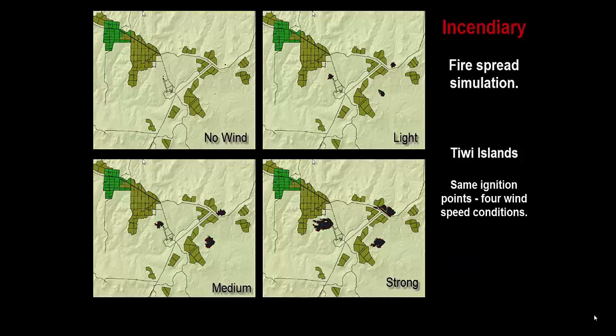I just want to show you a couple of examples of how the fire spread model that I've been playing with works in practice. So this is an example from the Tiwi Islands where I've got multiple fire spread points running on 4 different wind speed settings. So this is about understanding those sort of boundary conditions. So you look at no wind, those fires haven't gone anywhere.